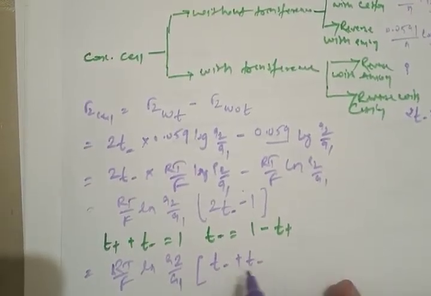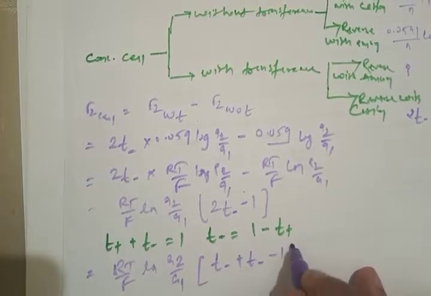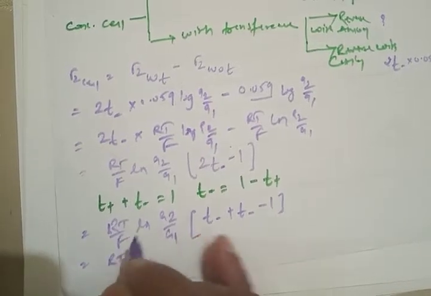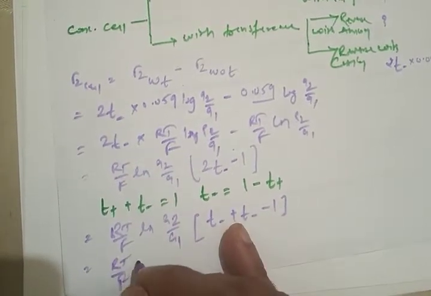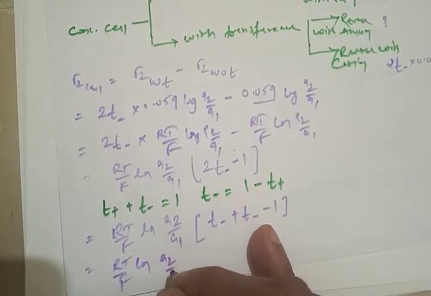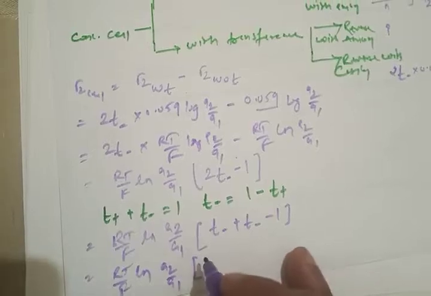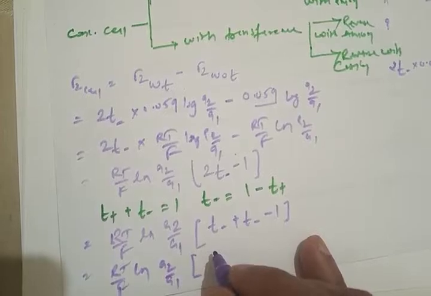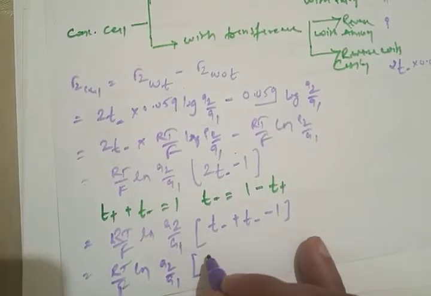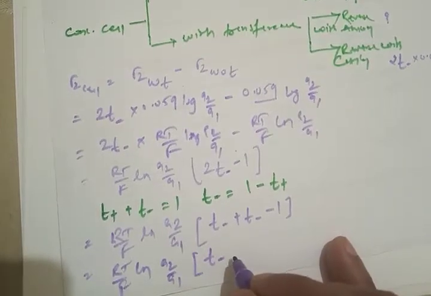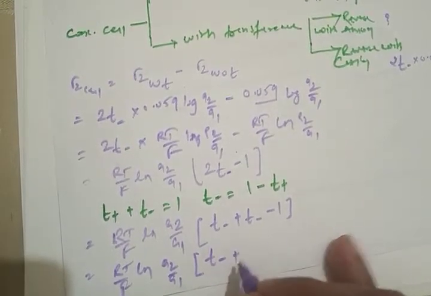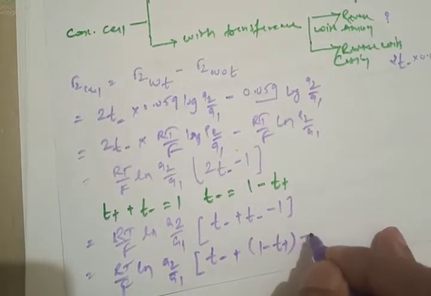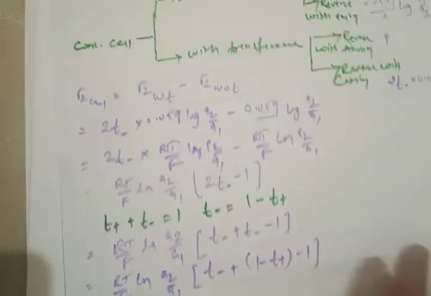Okay, t minus and t minus, this will give you 2t minus. Okay, and minus 1, then RT upon F ln A2 upon A1 t minus, so this t minus and this we can take t minus and plus this t minus, I am writing this value 1 minus t plus, and this is the minus 1, so this minus 1 and plus 1 will be cancelled out.